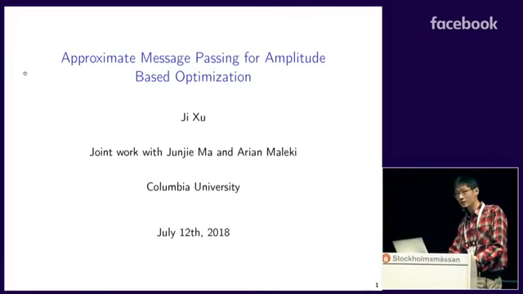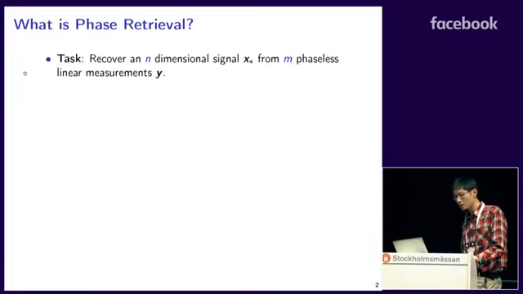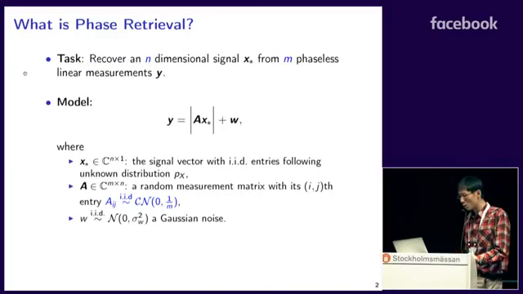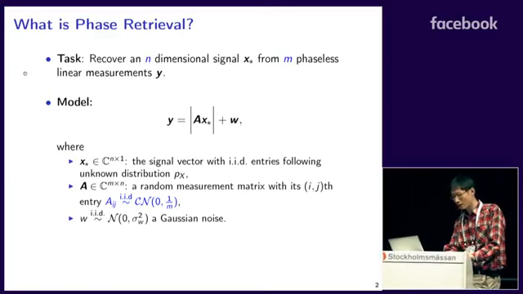So first, what is phase retrieval? The task is to recover an n-dimensional signal x star from its n-phaseless linear measurements y. Mathematically speaking, we have y equals the absolute value of a linear transformation of the true signal x star plus random noise. Here, the true signal x star is a complex vector with i.i.d. entries following a known distribution p_X, the measurement matrix A is a complex Gaussian random matrix, and finally, the random noise w is i.i.d. Gaussian noise.